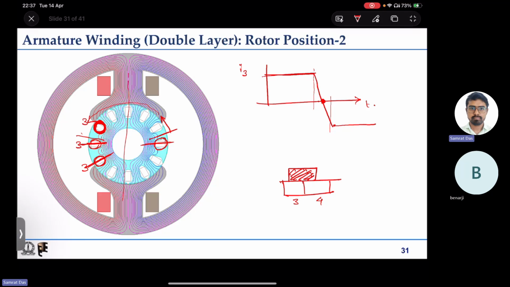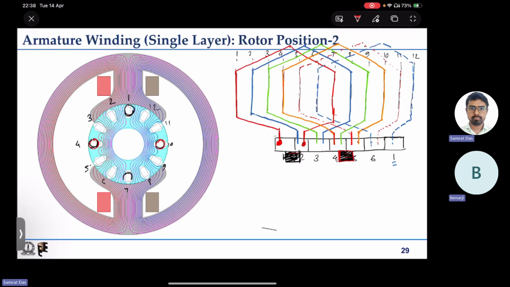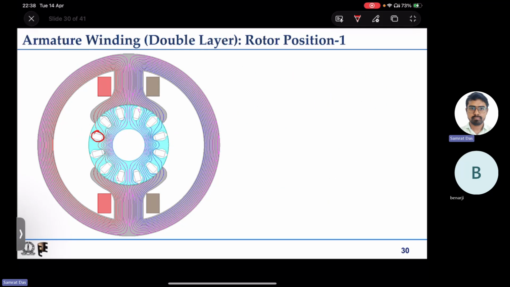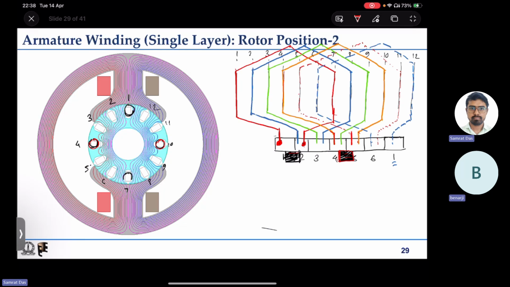That is all. Okay, so we'll start with double layer winding next day. Any question, sir, at this point of time?